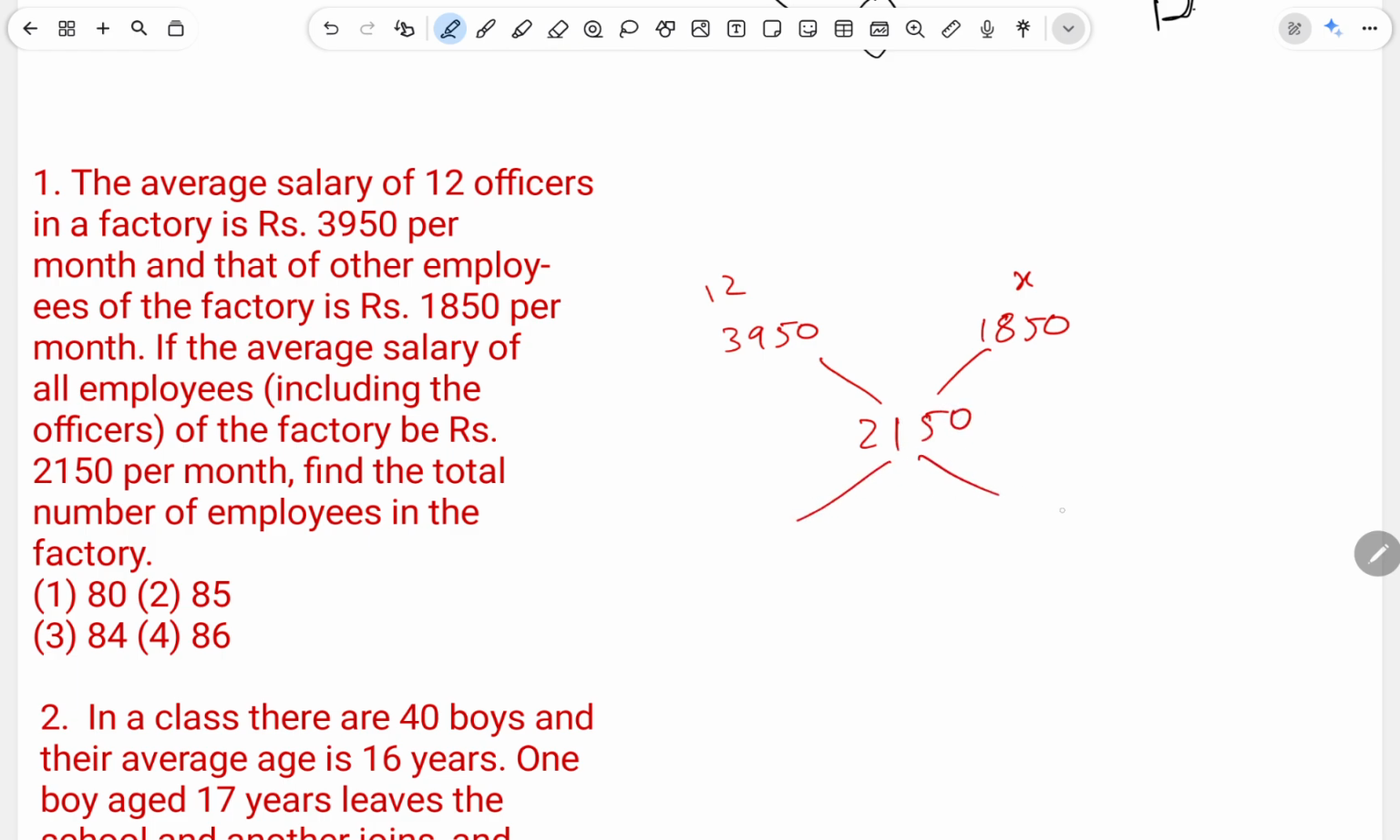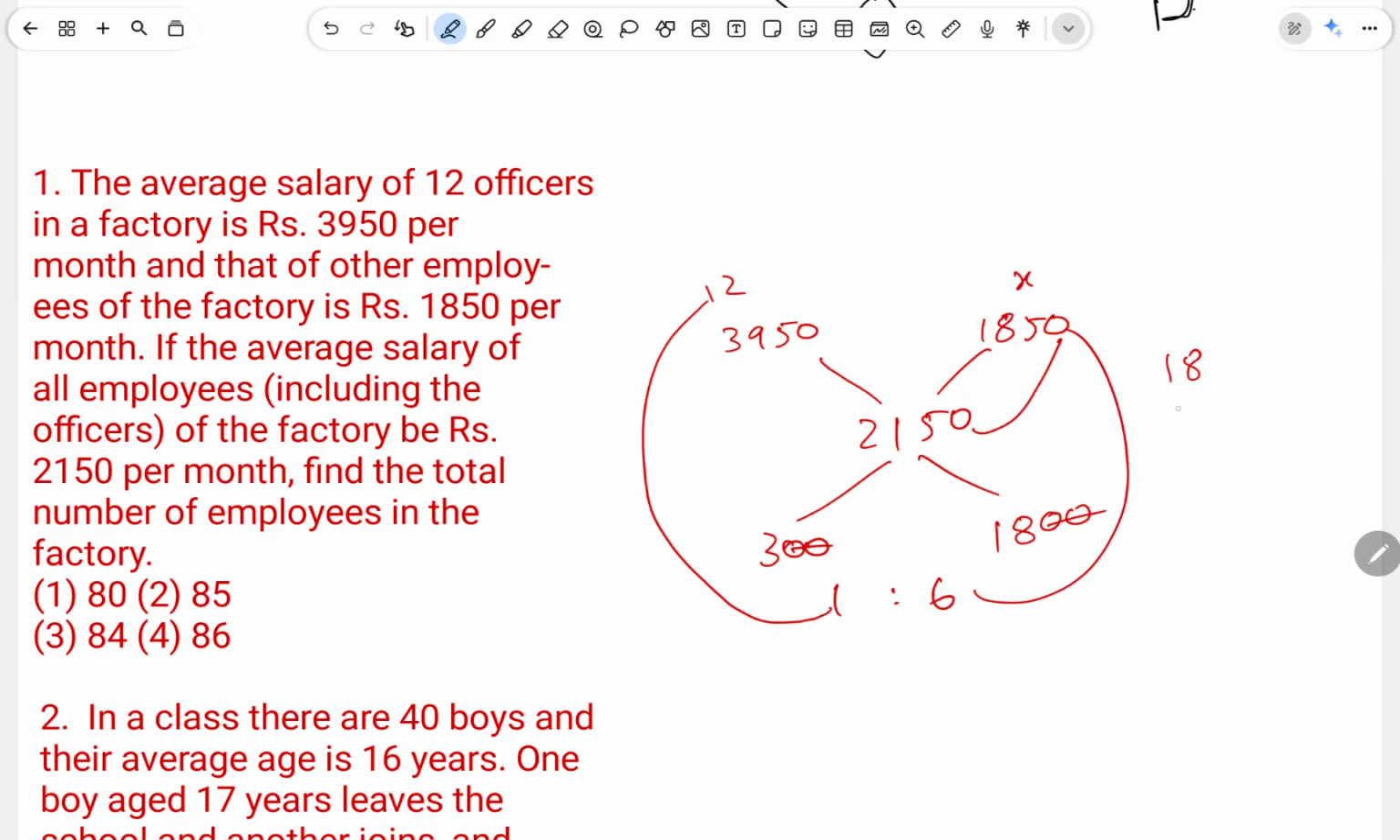So the difference is 0, 0, 18, and the difference from here to there is 300. Zeros, 1 and 6. See here, this ratio is the number of employees. 1 into 12 is 12. So 6 into 12 is 72. So 72 plus 12 is 84. Or we can say 1 results to 12, then 1 plus 6, 7 results to 84.